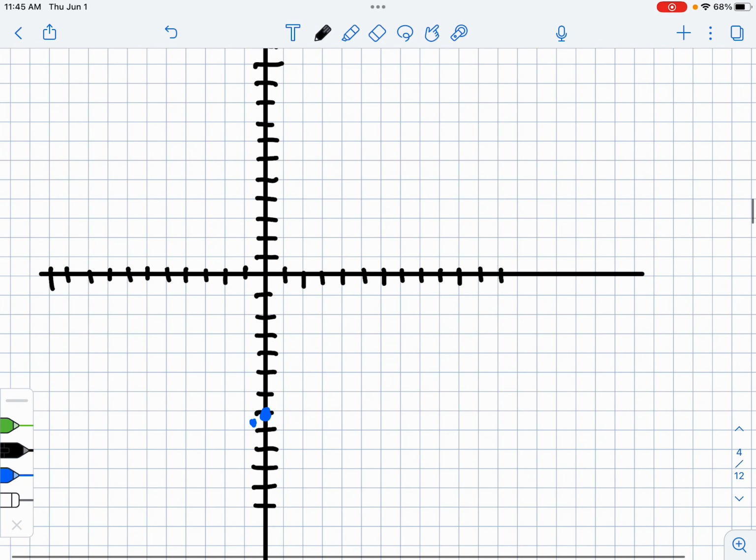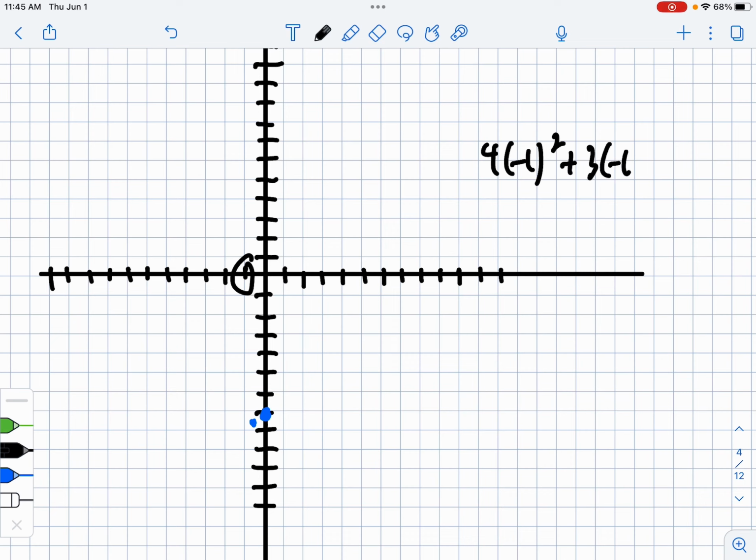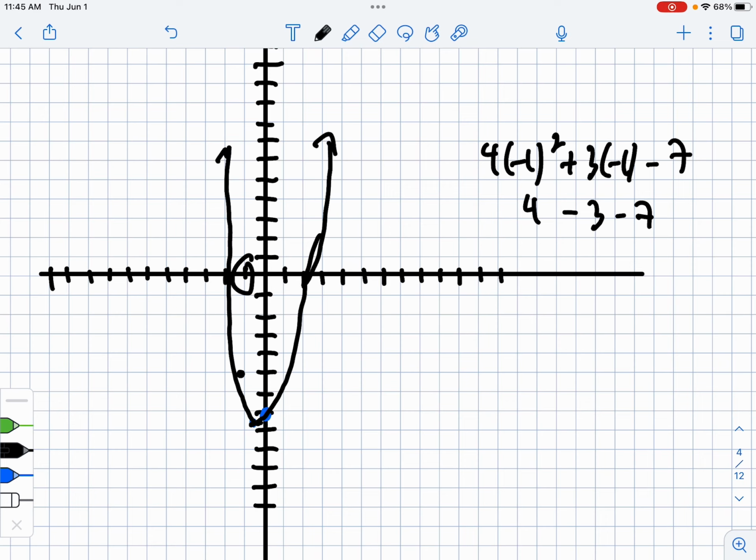Well, maybe I plug in -1, something to the left of my vertex here. So you have 4 times -1 squared plus 3 times -1 minus 7. So 4 minus 3 minus 7, that'd be -6. So right here is another point. And a rough sketch would be something along the lines of this right here. There we go, that would be your parabola.